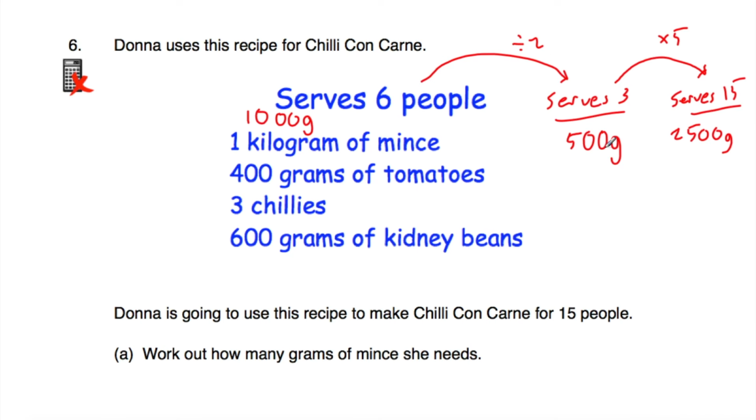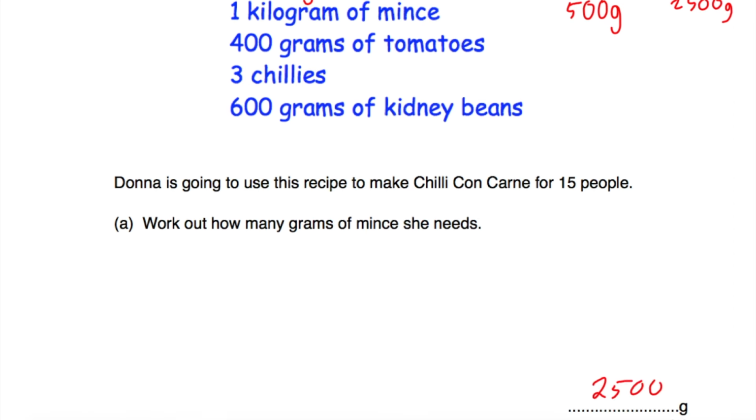So how much mince would she need to serve 15 people? The answer is 2,500 grams. So we divide it by 2 to find how much you'd need for 3 people, and then times that by 5 to see how much you would need for 15 people. Okay, let's look at the next part, part B.